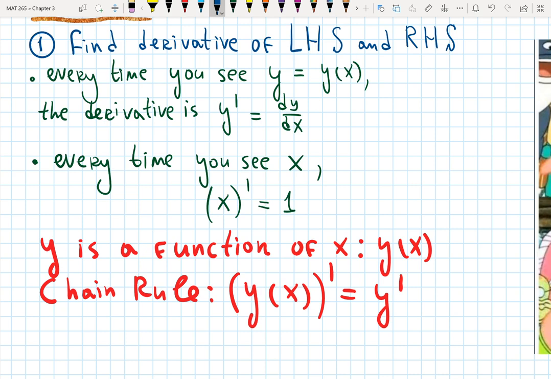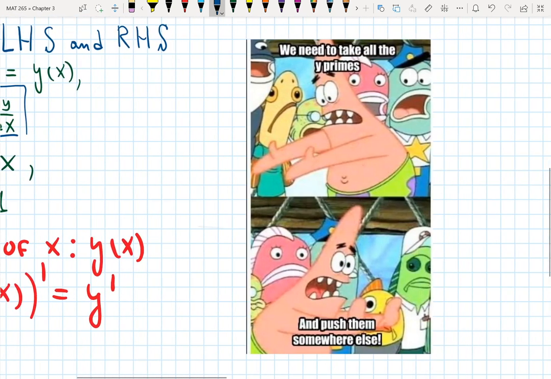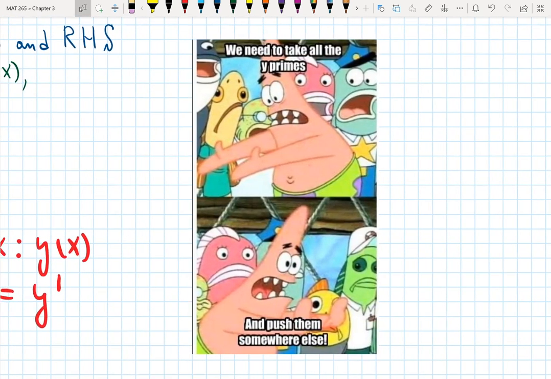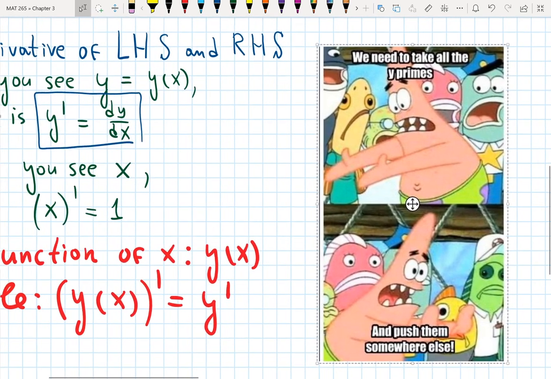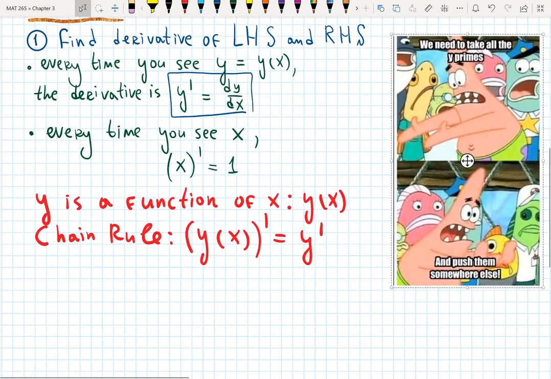When you have all those y primes everywhere, you know what to do? You take all the y primes and just push them somewhere else. It's exactly what you're supposed to do for step 2. Just take them and push them. I prefer to do it on the left-hand side, but I saw people putting them on the right-hand side. Whatever you prefer, your job is to collect them together and just move them.